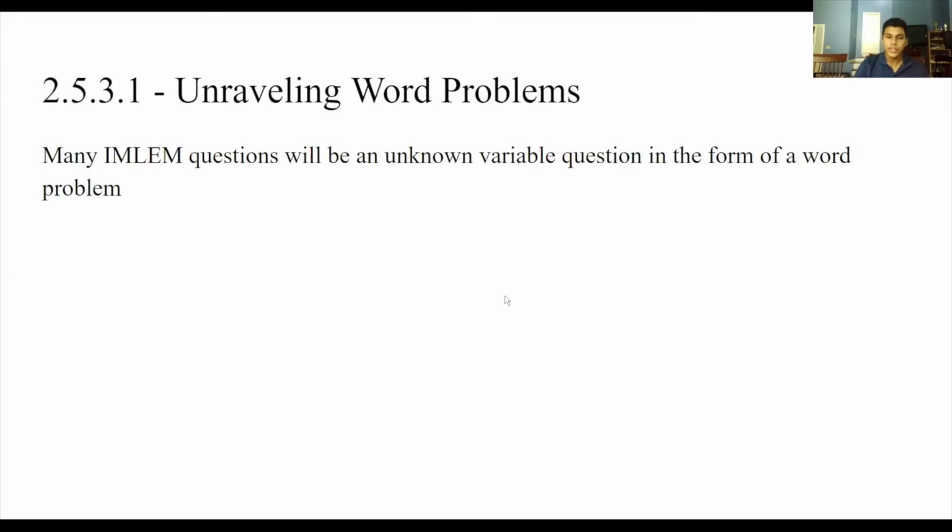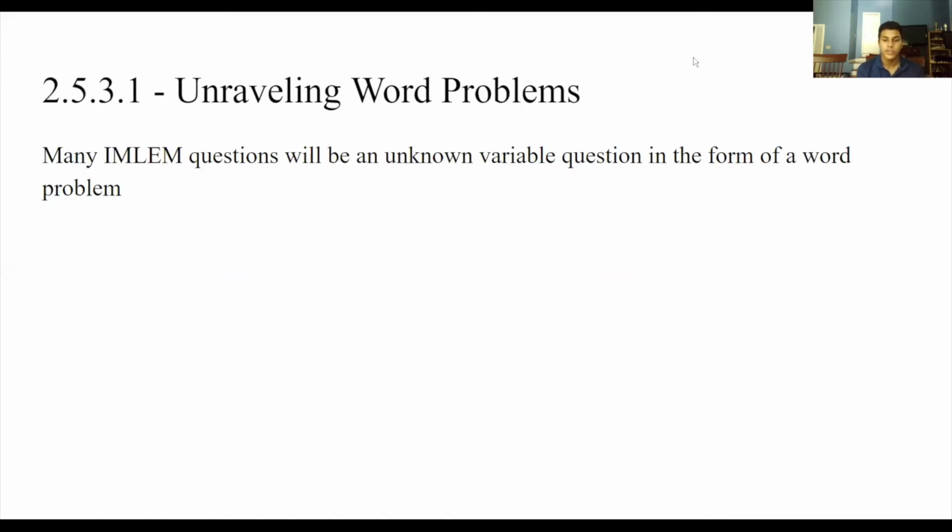Alright, so the only thing we actually have to talk about today is unraveling word problems. It's the last part of Algebra Me Too, and it's because sometimes IMLEM will give you questions that you might know how to solve, but it's in the form of a word problem, so it's hard to figure out exactly what it's asking. So in these questions, it's going to give us a word problem, and we have to turn it into an equation so we can use our algebra skills to solve for a variable.